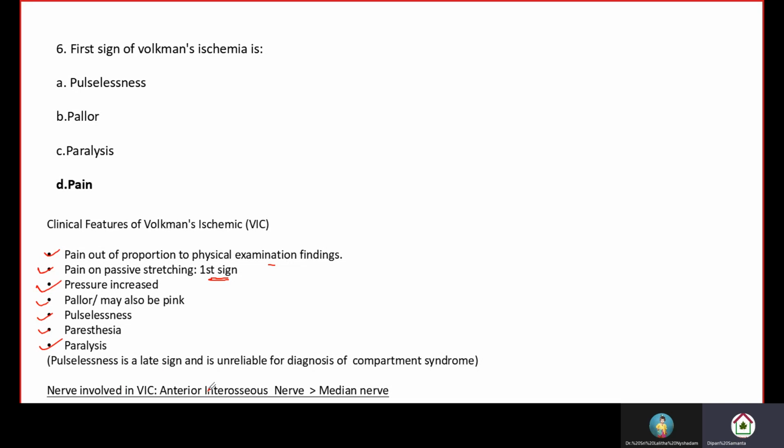The nerve involved in Volkmann ischemic contracture is the anterior interosseous nerve, more than the median nerve. Both of them can be involved, but this is more commonly involved. And pulselessness is a late sign and is unreliable for diagnosis of compartment syndrome.